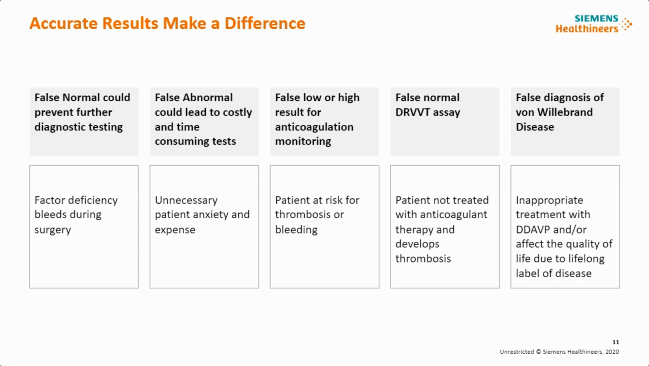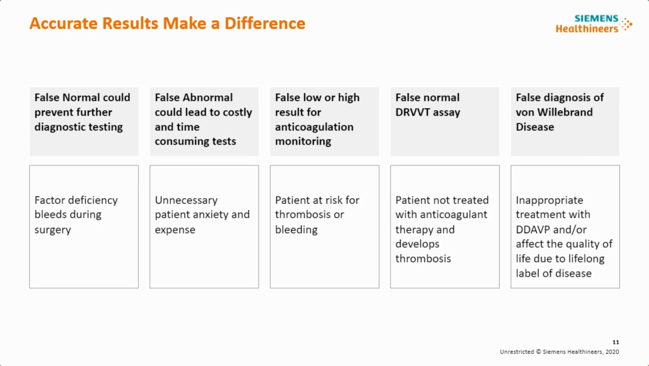So what happens if a patient is diagnosed with von Willebrand disease? One, they carry this lifelong designation of having von Willebrand disease, which could potentially affect their quality of life, or it could add additional cost to their treatment, especially if they're about to undergo a surgical procedure, or they're given DDAVP in order to protect them from bleeding. So again, accurate diagnosis, accurate results truly make a difference.